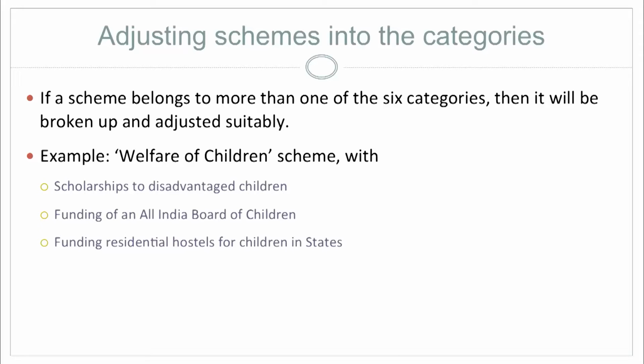For example, consider a fictitious welfare of children scheme which consists of the following 3 components. First, scholarships for disadvantaged children. Second, funding of an All India Board of Children. And third, funding of residential hostels for children in states. Scholarships being run entirely by the union government will move to category 2 or central sector schemes. The All India Board of Children, being an autonomous body, will move to category 3, other central expenditure. And finally, residential hostels need to be constructed by the state governments and so will move to category 4, CSSs.